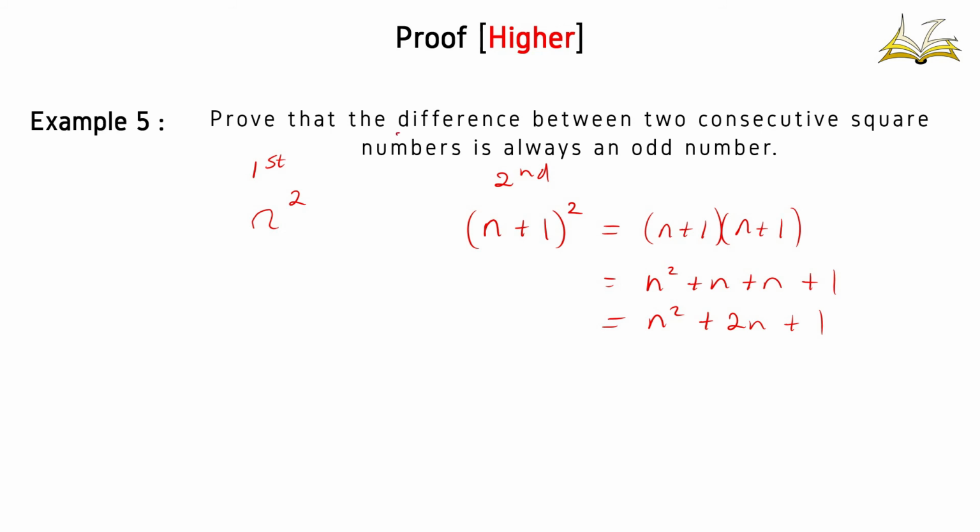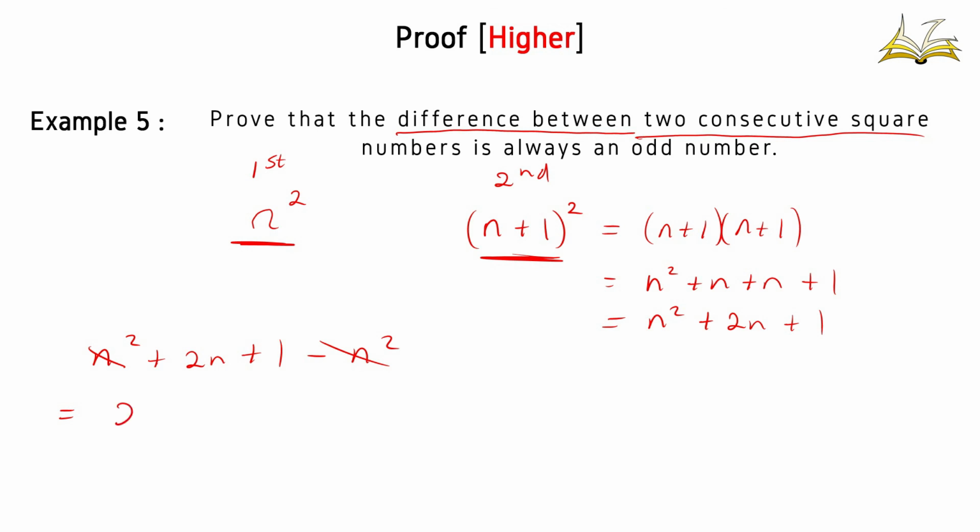So we want to find the difference between the 2 consecutive square numbers. Difference means we're going to take them away, so we take away the first one from this one. So n squared plus 2n plus 1 subtract n squared. The n squareds disappear, they go bye-bye. So we have 2n plus 1. And funnily enough, from what we looked at earlier, this is always odd.